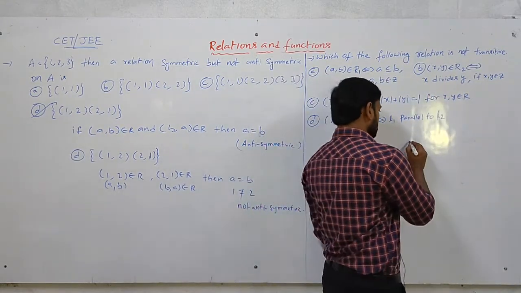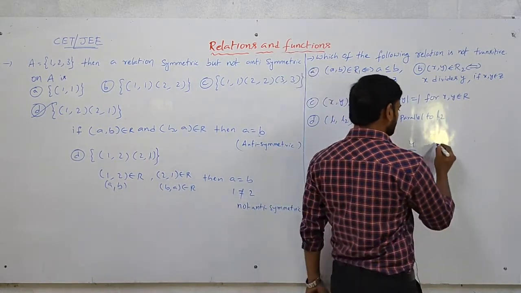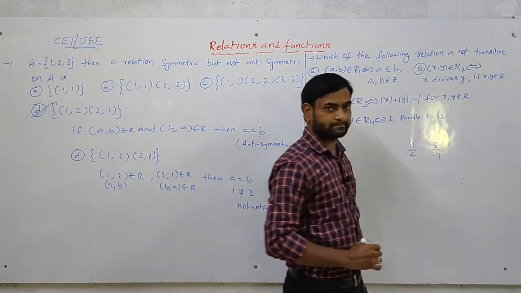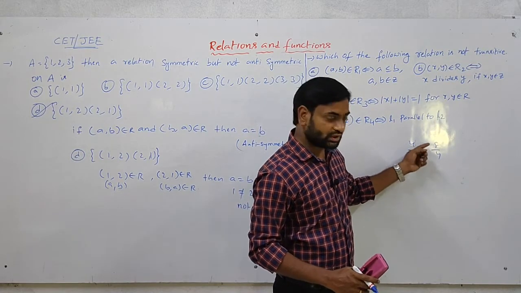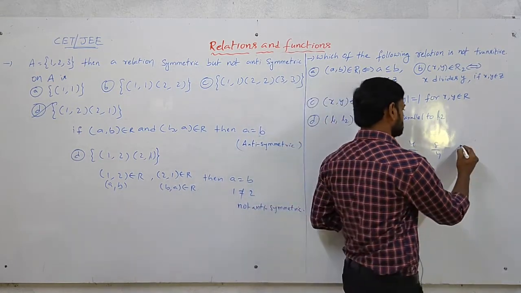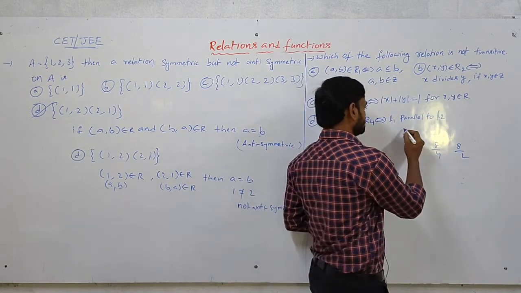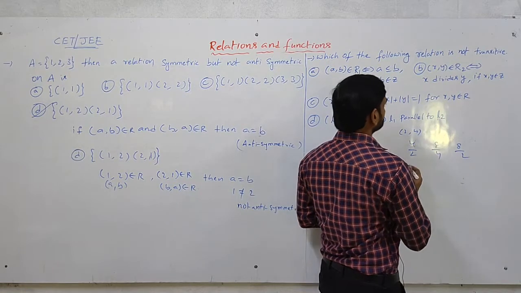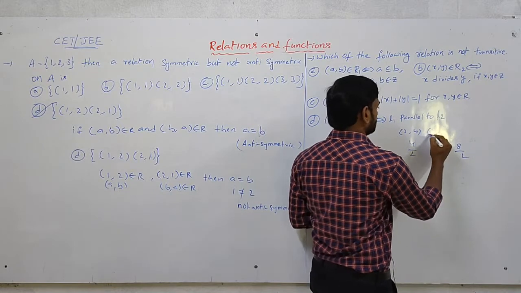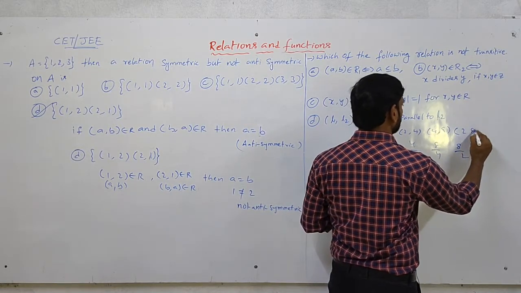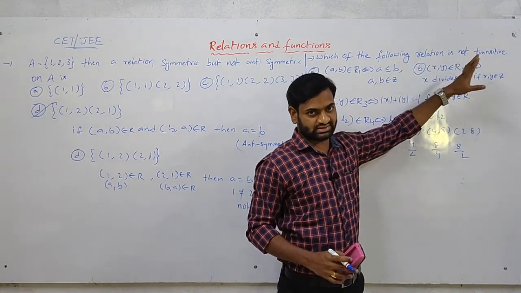Simple. 4 divides 2... 4 by 2 possible. Next, 8 by 4 possible. 4 is divisible by 2. 8 is divisible by 4. Then 8 is divisible by 2. Yes. It is (2,4), x divides y, (4,8). Now it is (2,8). When you have divides, it is always transitive.